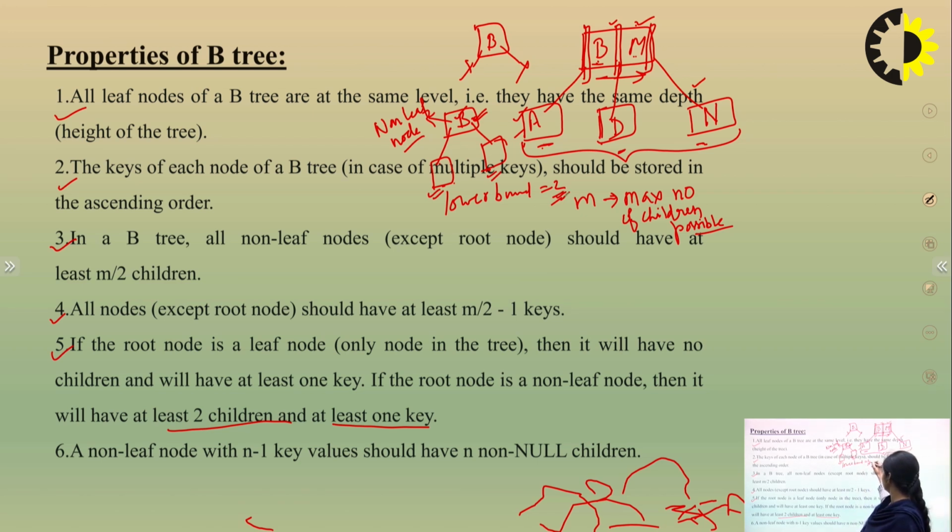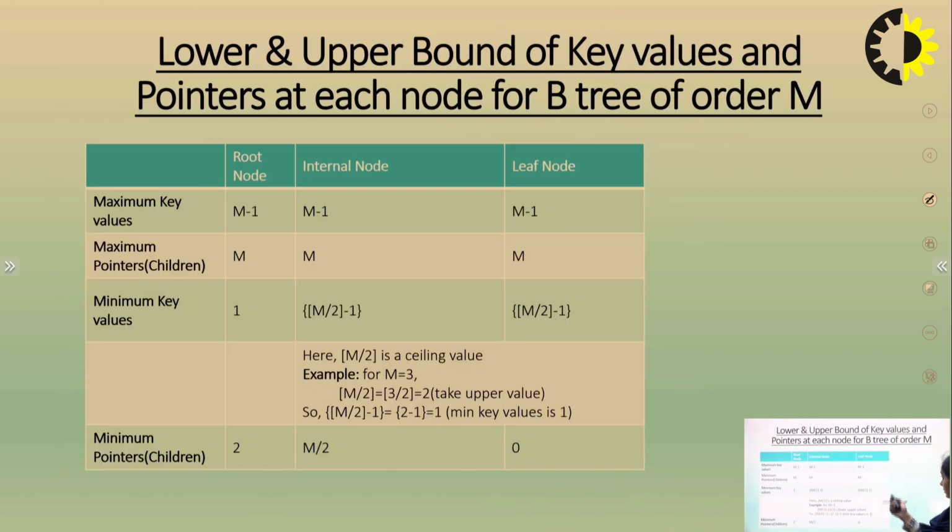We will see this in the further slide. That's why I told you we call it lower bound, meaning the minimum children we can have is 2. And the last property is that a non-leaf node with n minus 1 key values should have n non-null children. All these properties we will understand in the further 2 slides. After seeing those 2 slides, you will better understand the order and degree both, and the lower bound and upper bound as well.